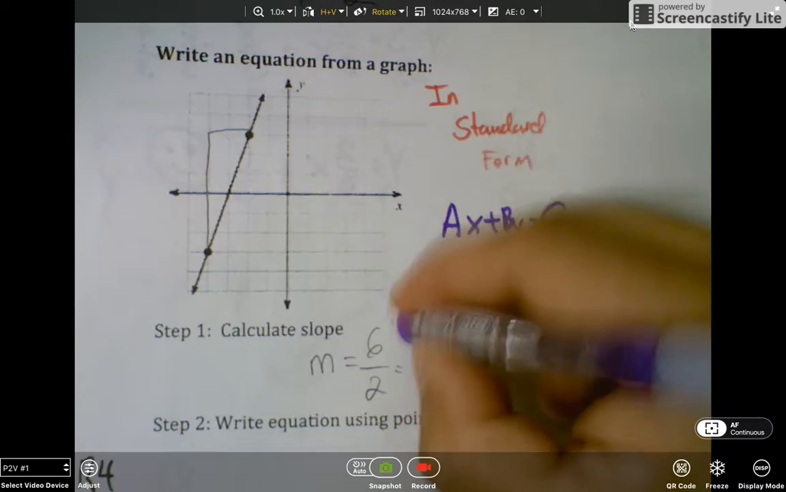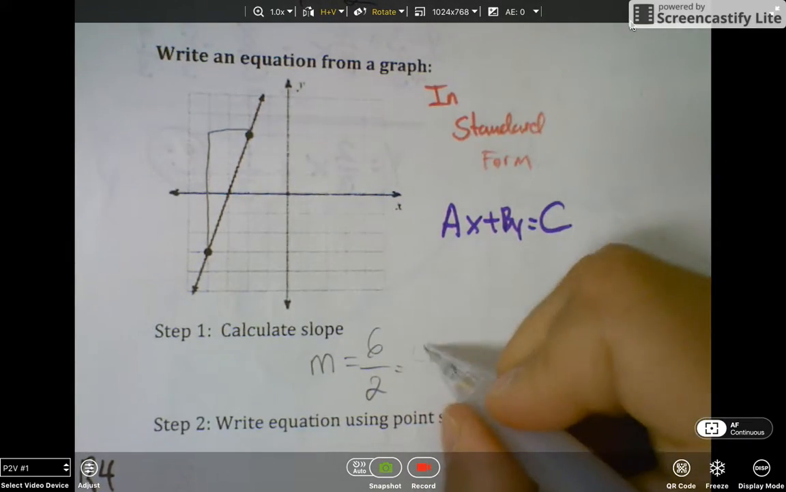Of course it's not 4. We're smarter than that. We know that the answer is going to be 3.